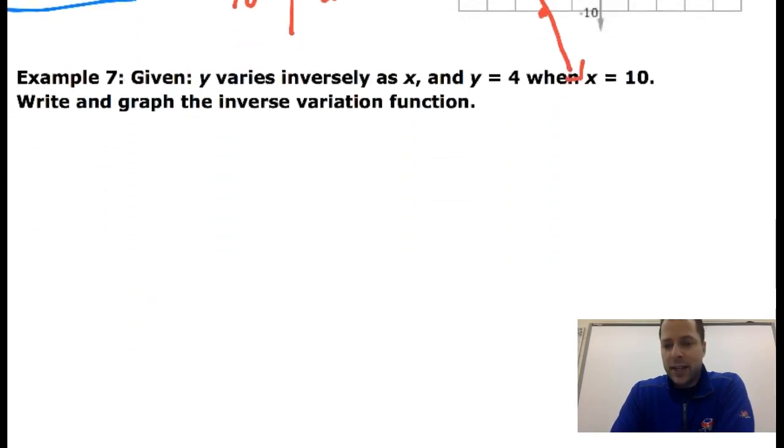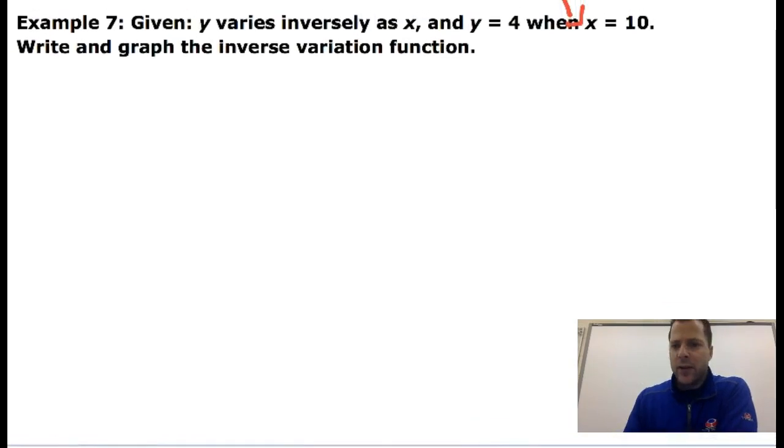So let's look at example 7. Let's look at what they're giving us here. Given y varies inversely as x, and y equals 4 when x equals 10, write and graph the inverse function. So let's go ahead and write that equation. Those are the two things it's asking us to do: write the equation, and then graph it.